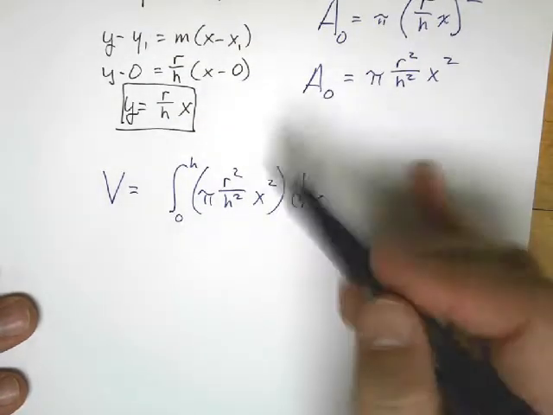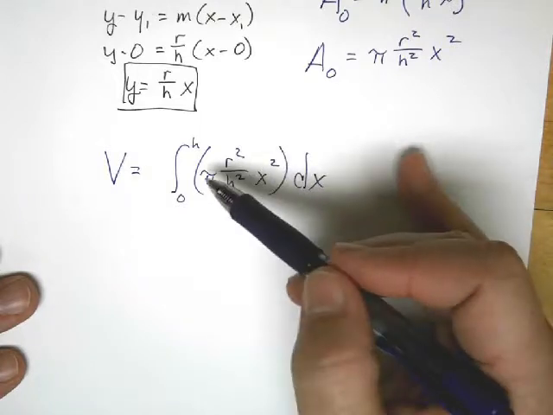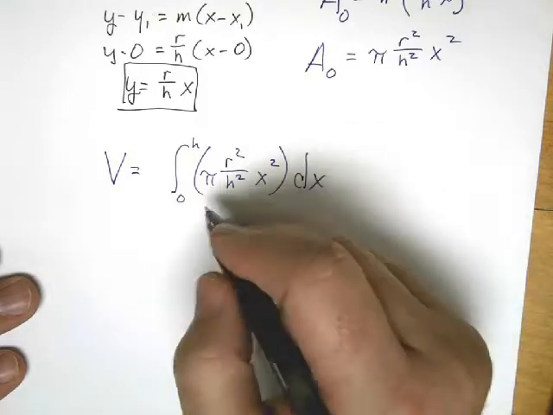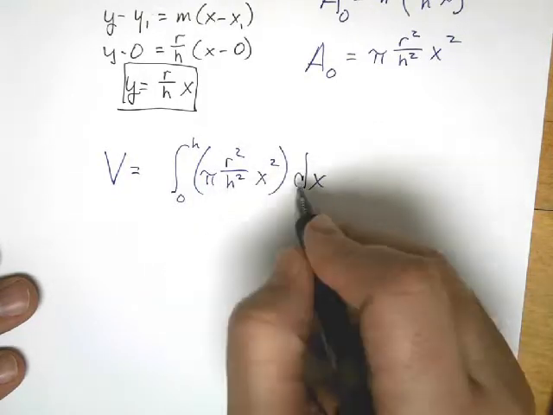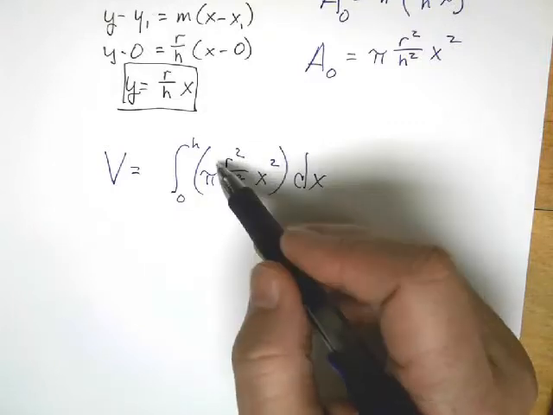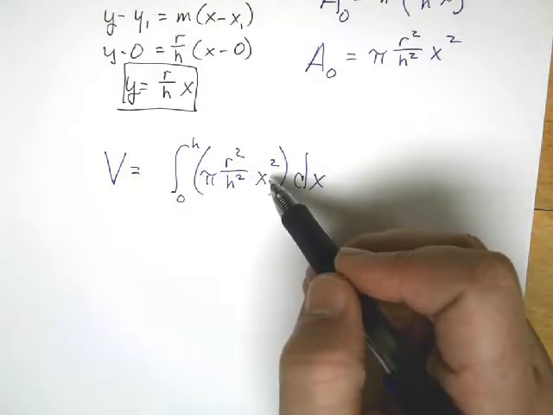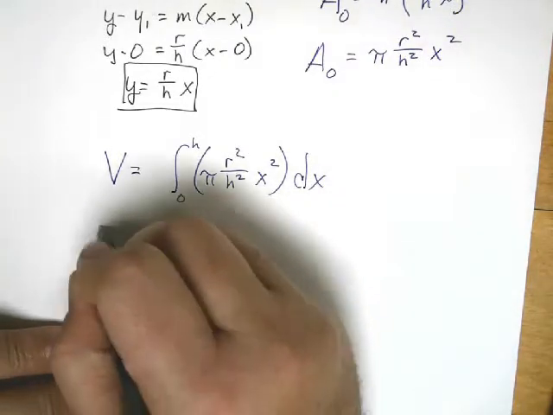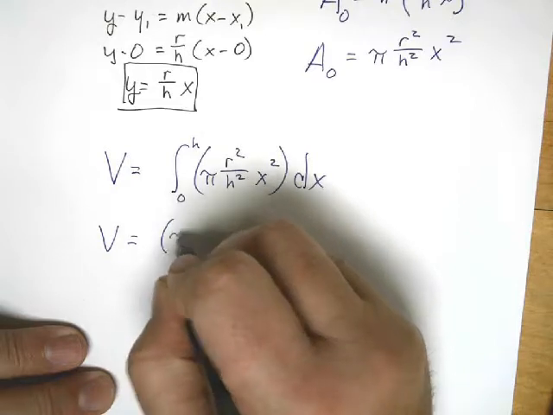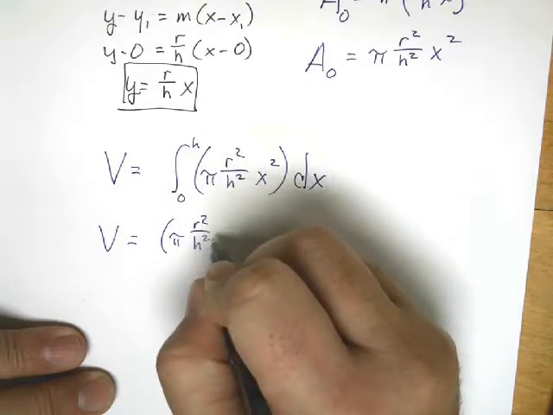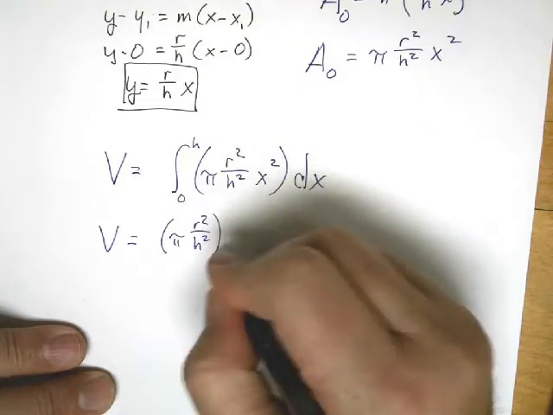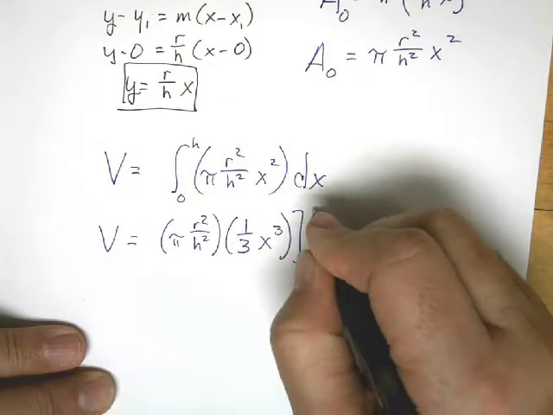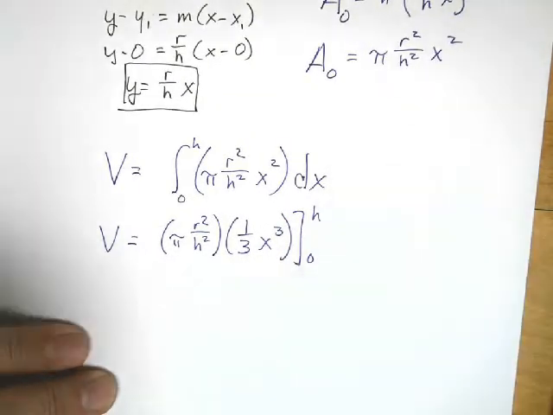Okay. The interesting thing about this is we're going to treat r and h as constants. Okay, that's what we denoted them as. And so when we do the antiderivative of this, we're going to treat this as a constant, and the antiderivative of x squared is 1/3 x cubed. So this volume then is going to be pi r squared over h squared, and then times 1/3 times x cubed. Okay, and we're going to go from lower bound 0 up to upper bound h.